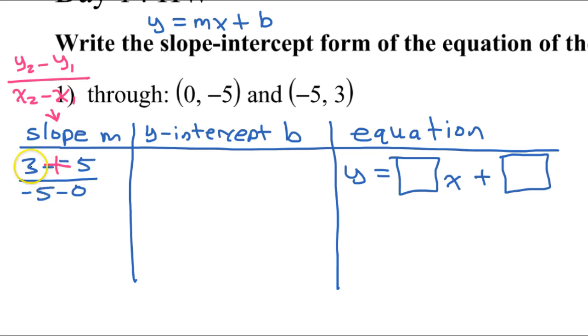Hopefully you understand that when you have minus a negative, that immediately becomes addition. So this is really going to be 3 plus 5, which is why I'm going to have 8 over negative 5. Negative 5 minus 0 is just negative 5. So we have found the slope, m, and we can fill that in right here. The slope is negative 8/5.